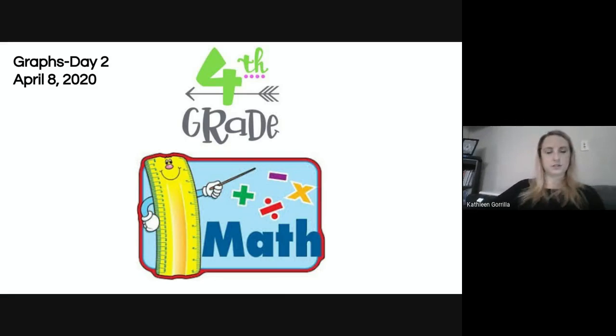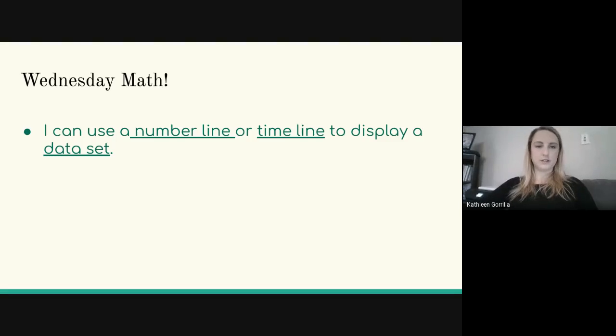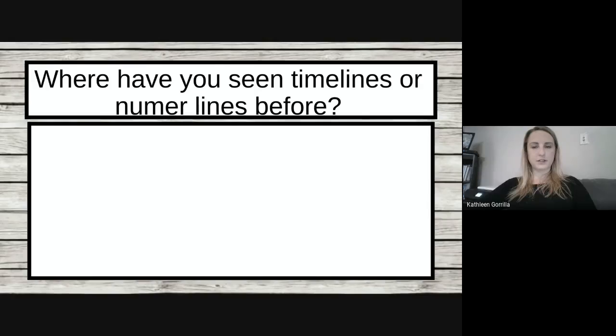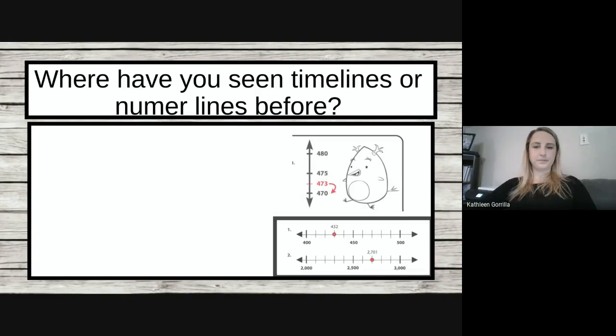Okay, so today is April 8th, 2020. Our I can statement is: I can use a number line or timeline to display a data set. Today we're specifically going to focus on timelines. So where have you seen timelines or number lines before? Think about how we've used them for rounding. You did that a couple weeks ago on your packets.